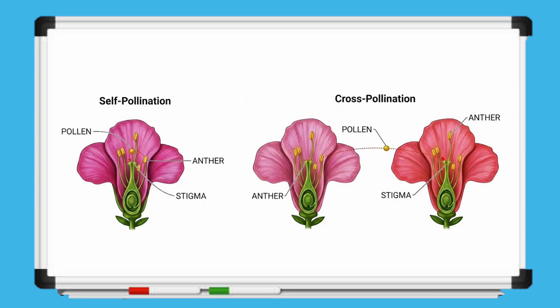Whereas, cross-pollination occurs when pollen is transferred from the anther of one plant to the stigma of a flower on a different plant of the same species. This transfer is usually carried out by agents such as insects, birds, or wind. Once the pollen reaches the stigma, it grows a pollen tube down the style, allowing the male cell to fertilize the egg cell in the ovule, which results in seed formation. Cross-pollination is important because it increases genetic variation, helping plants adapt better to environmental changes and improving the chances of survival of the species.